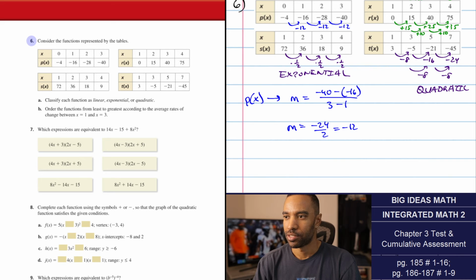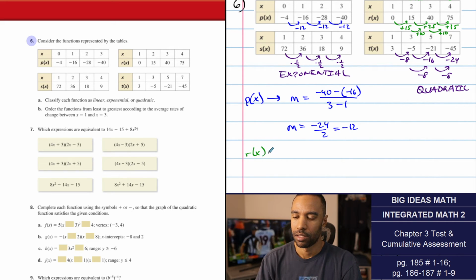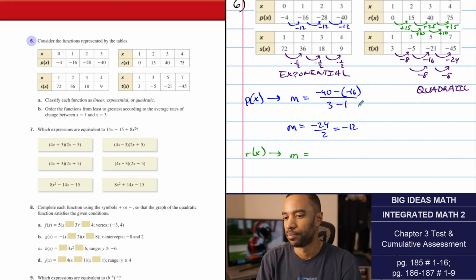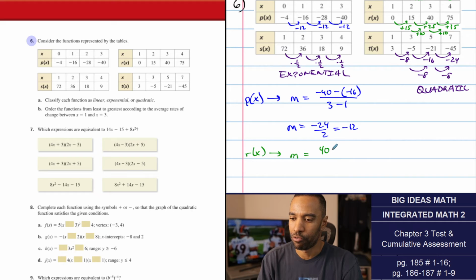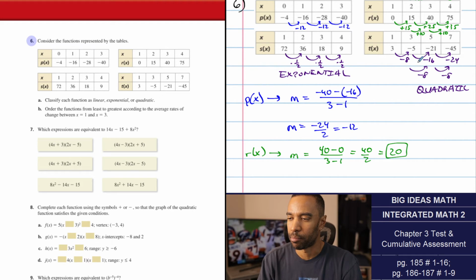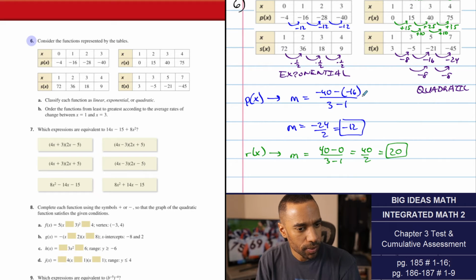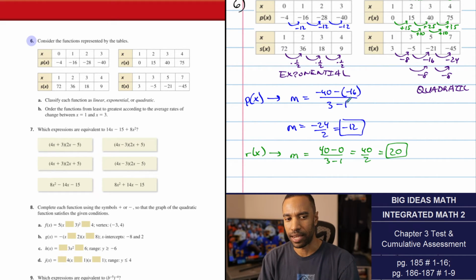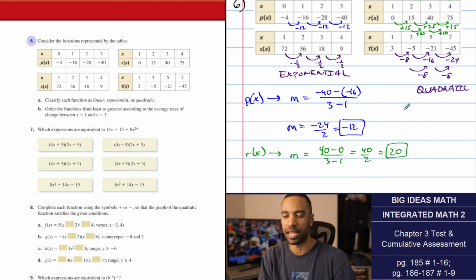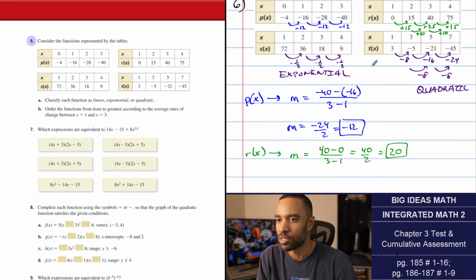For R of x, we're going to be getting a slope, or average rate of change, here: 40 minus 0 from 3 to 1 over 3 minus 1, which is 40 over 2, or 20. I'm going to box these. What are we averaging from, or what are we ranking from? Least to greatest. I'm guessing they mean smallest negative to largest positive, or whatever, if that makes sense.